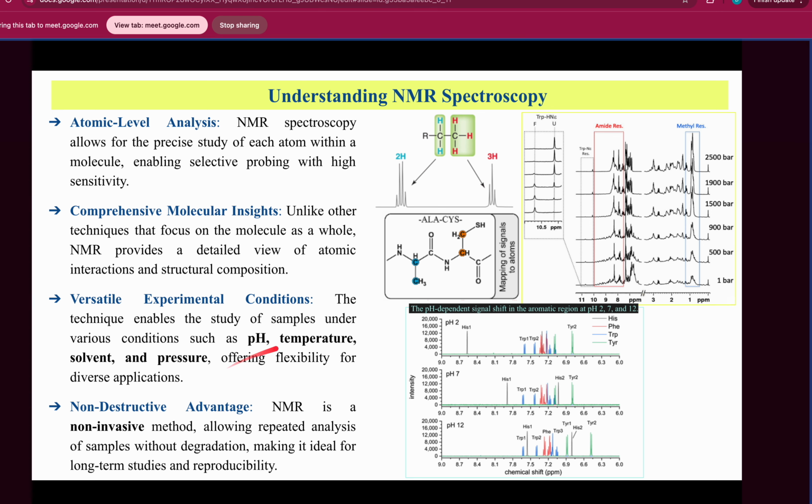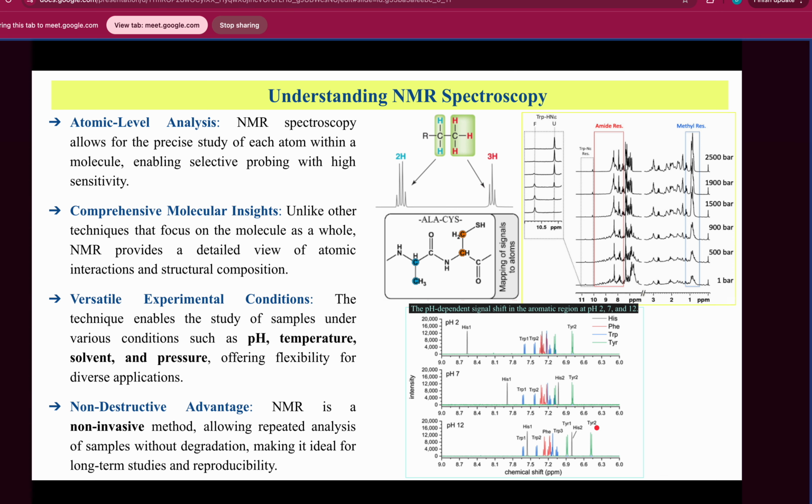Similarly, we can also perform pH dependent studies, in which we change the pH conditions and see how the protein behaves. In pH dependent conditions, there are certain aromatic amino acids. In this case, we have considered tryptophan, so we are observing the peak of tryptophan as well as tyrosine. Tyrosine is an aromatic amino acid.